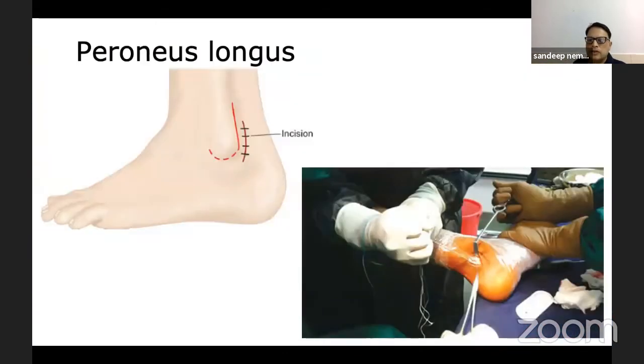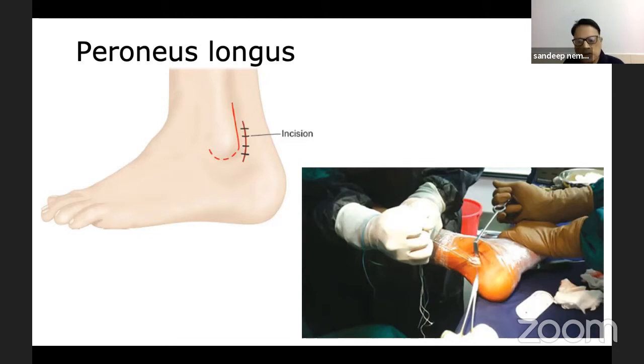And then, in short, this is the concluding slide of my presentation: how to harvest the peroneus longus graft. A curved incision is taken over the posterior aspect of the lateral malleolus. You should be aware of the track of the sural nerve. Do not injure the sural nerve, so the incision should be closer to the lateral malleolus posterior border. And how to identify the peroneus longus tendon is also easy.